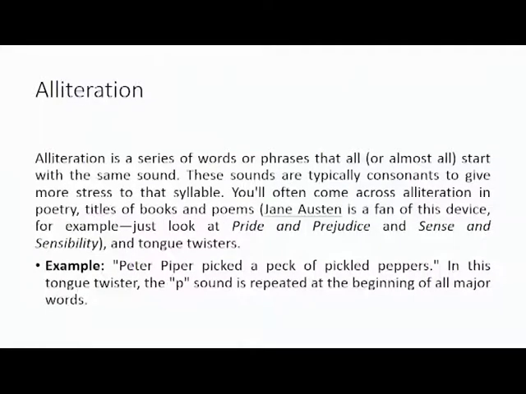And then we have alliteration. Alliteration is a series of words or phrases that all or almost all start with the same sound. These are typically consonants, to give more stress to the syllables. You often come across alliteration in poetry and in titles of books and poems, such as in Jane Austen. She's a fan of this literary device. For instance, if you look at the titles of the books Pride and Prejudice, Sense and Sensibility, these titles make use of alliteration.